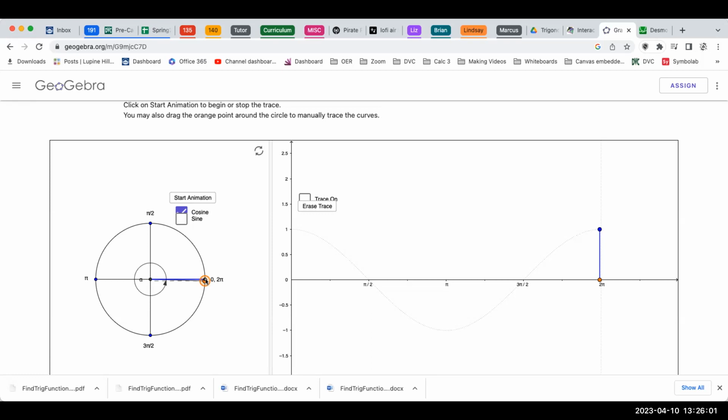Cosine of pi is negative 1. So at pi we get the point pi, negative 1. And then the cosine at 3 pi over 2 is 0. So then we have the point 3 pi over 2, 0. And then finally, we go back to 2 pi, so the cosine is 1. So 2 pi, 1 is right there. So we'll end up with a wave that's going to look like this.